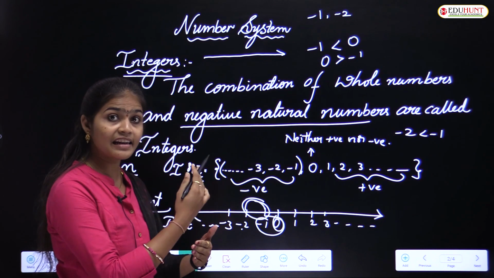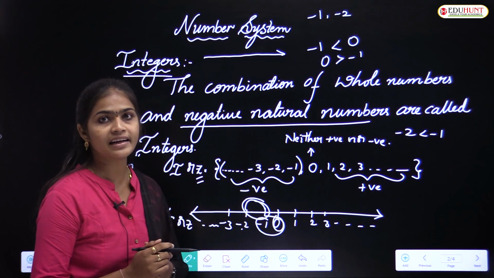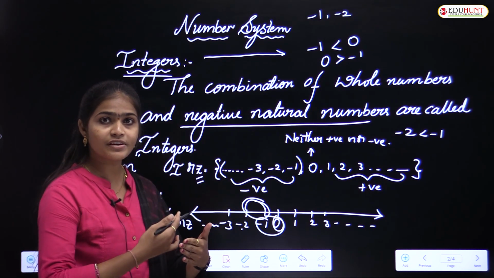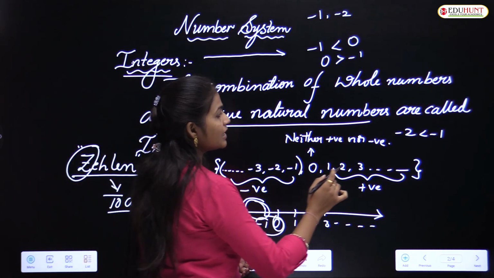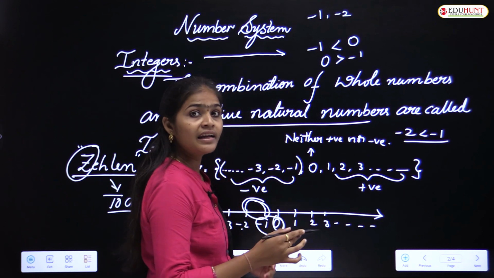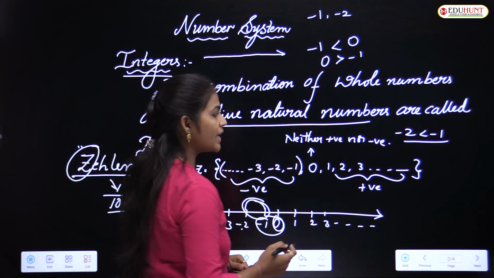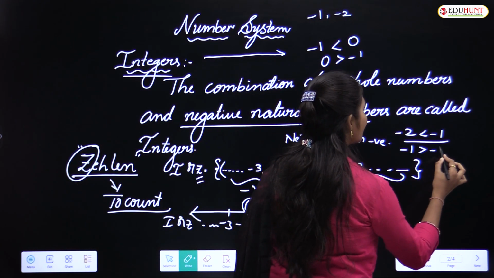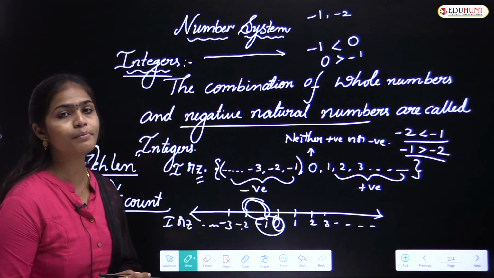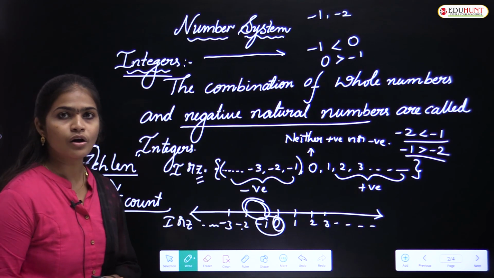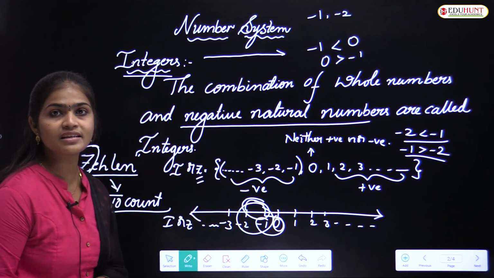Left side, less than. Keep that point: if a number lies on the right side, it is greater; if the integer lies on the left side, that left one has the lesser value. So -2 is less than -1. In another way, -1 lies on the right side of -2, so -1 is greater than -2. Is it clear?